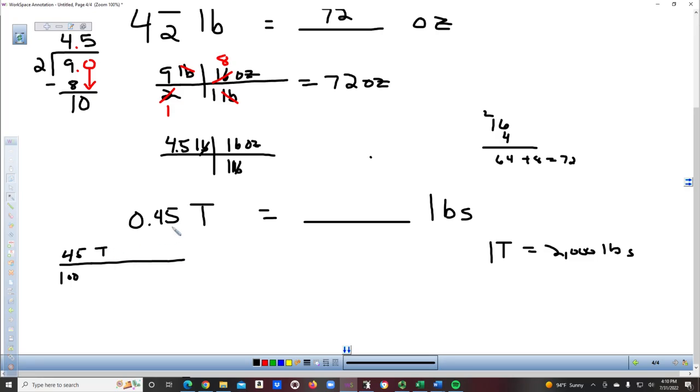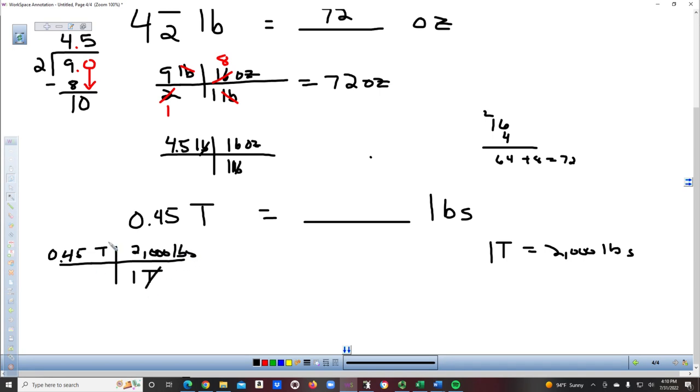Now, if this was like 0.33, I wouldn't recommend converting it to a decimal then, because more than likely the 0.33 is rounded. So I'm going to just leave it in decimal form and work from there. So we have 0.45 tons, or 45 hundredths of a ton, and we just said that 1 ton is 2,000 pounds.